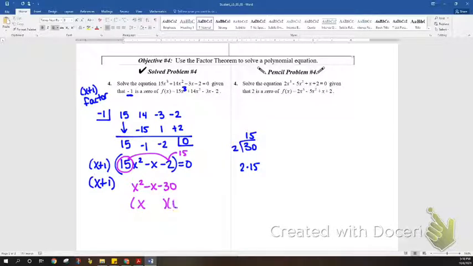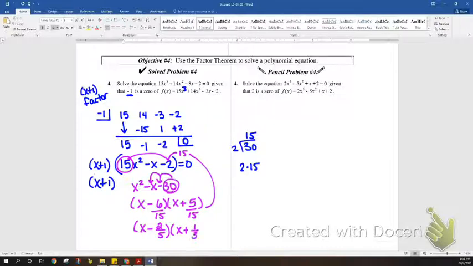So I'm looking for two numbers that are going to multiply to 30, that are going to subtract to give me the 1. So it's 6 and 5. It needs to be a minus 6 and a positive 5. Don't forget you multiplied by 15, so divide the 15 out. Reduce it if possible. So they both reduce by 3, so that's 2 over 5. Reduce it if possible. So they both reduce by 5, so it's 1 over 3.